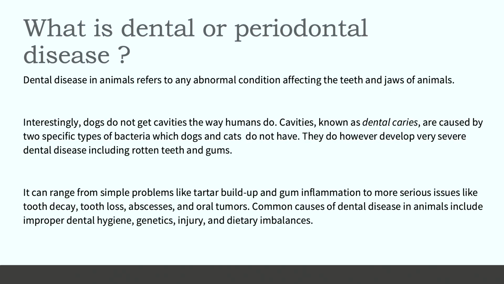It can range from simple problems like tartar buildup and gum inflammation to more serious issues like tooth decay, tooth loss, abscesses, and oral tumours. Common causes of dental disease in animals include improper dental hygiene, genetics, injury, and dietary imbalances, all of which you need to be able to address in your dental clinics.